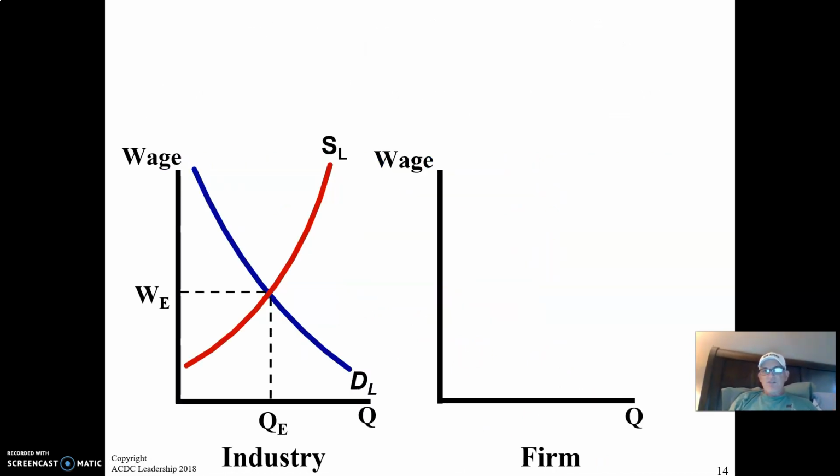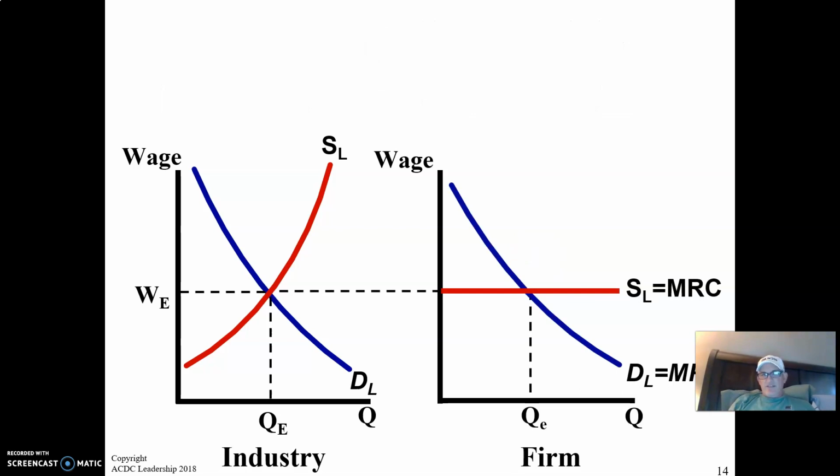Okay. So let's take a look now at what the graph's going to look like. Okay, perfectly competitive market. Our wage is going to be set at equilibrium. We're a wage taker. This is our supply curve. Supply of labor is our MRC, the marginal resource cost. And this is going to be our demand curve, or our marginal revenue product, right?